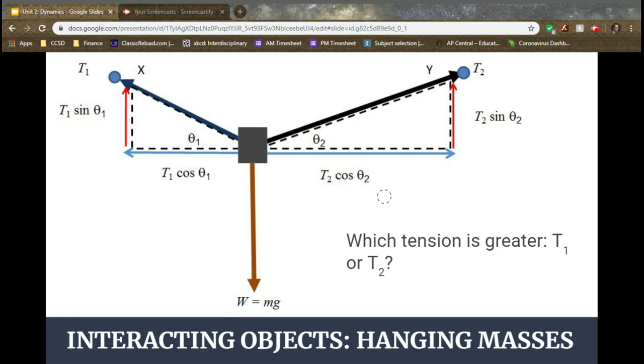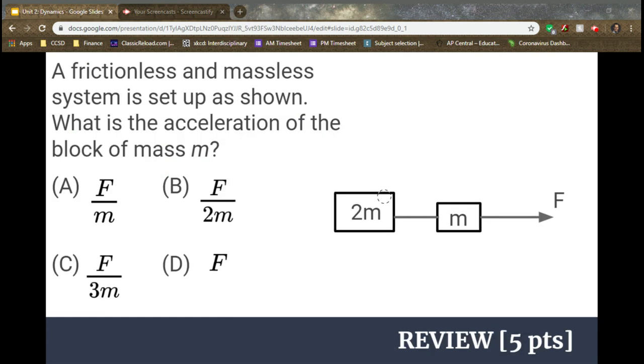Okay? All right, here's some more practice. We've got a frictionless, massless system set up as shown. What's the acceleration of the block of mass m? We've got 4 choices. Pause the video if you need to. The correct answer is C.